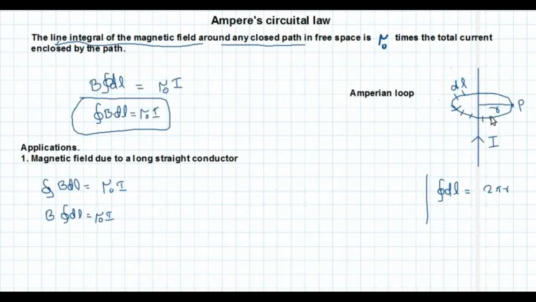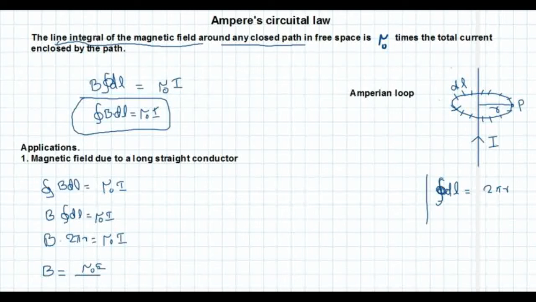So here we have small pieces of dl, and next we are integrating, or putting all the dl's together. So what you get is 2 pi r. The integration is over a closed path. So integral closed dl is equal to 2 pi r. Therefore here B into 2 pi r will be equal to mu 0 I. Therefore B is equal to mu 0 I by 2 pi r.